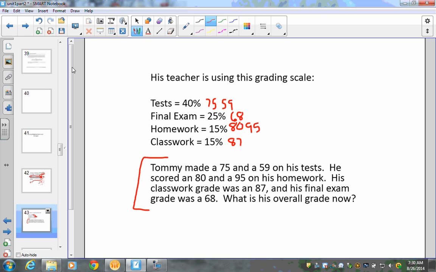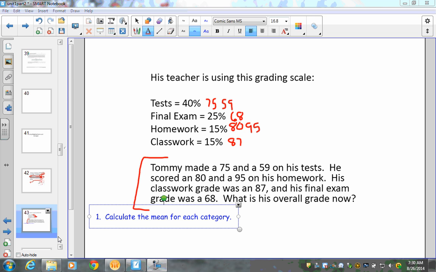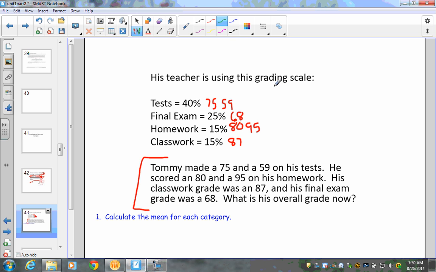So the very first thing I'm going to do is calculate the mean for each category. I'm going to write this off to the side, kind of in a chart format. The M stands for mean. All right, so I'm going to find the mean for my tests, which means I'm going to add them together and divide by 2 because I have 2 of them, and I get 67. Now the final exam score, there's really nothing to average there. It's going to be a 68. The 80 and 95 is going to be an 87.5, and then the classwork is going to be 87. All right, so my first step is completed.